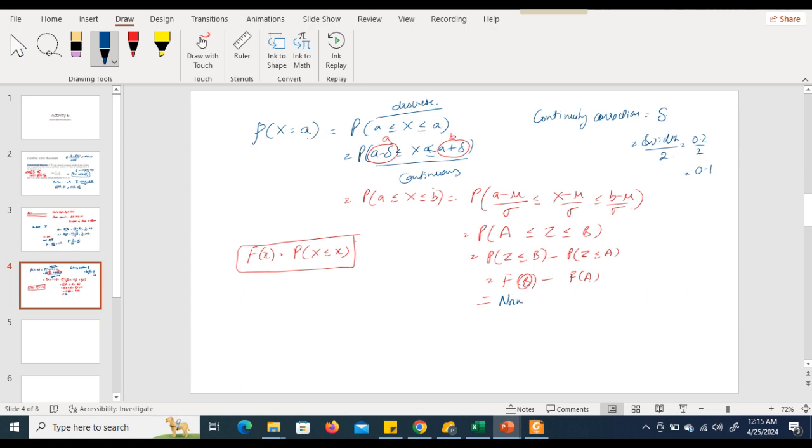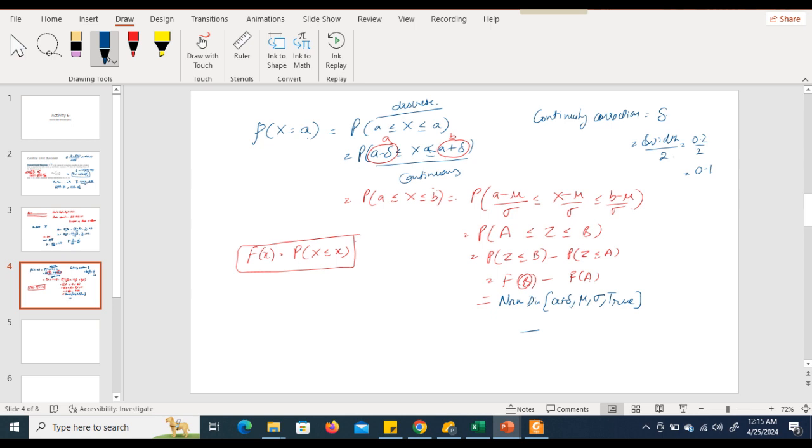so it means that this is normal distribution if I want to write in the form of command. So what is our x? It is b. What is b? It is a plus delta. What is mean? Mean is mu. What is standard deviation? It is sigma. And because we have calculated the cumulative distribution, so we use the command true.